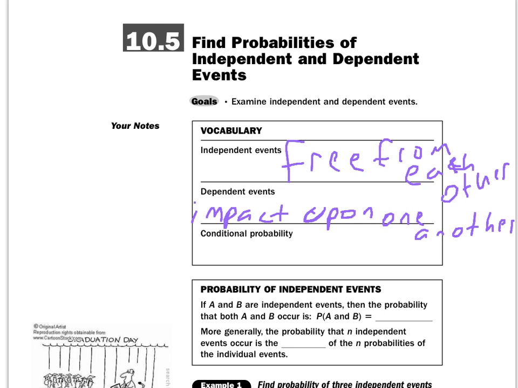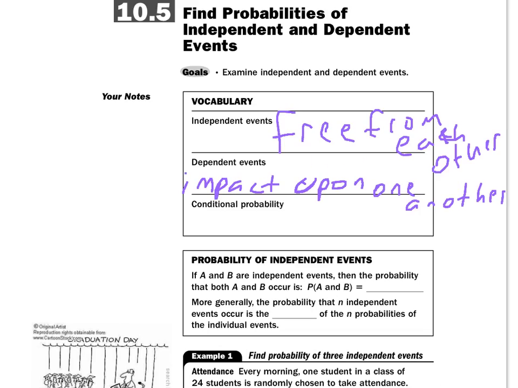Conditional probability: the probability that event B will occur, given that event A has occurred, is called the conditional probability of B. So if this has already happened, what's now the impact on the other one? Will one thing affect the other thing? Let's see how that goes.